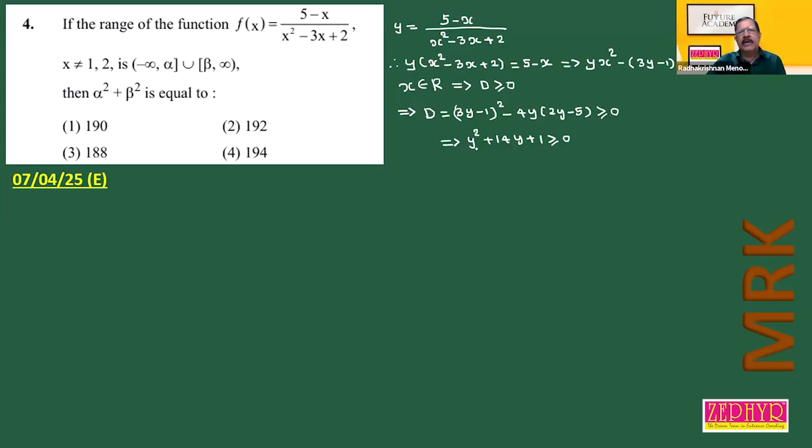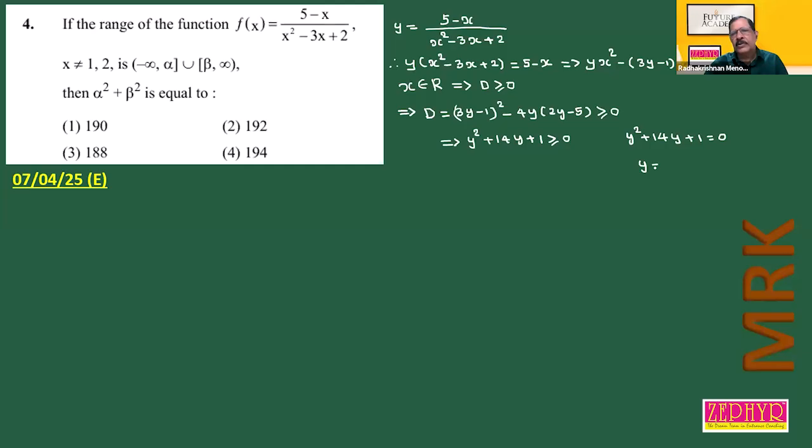Now here you cannot factorize it. You cannot find two numbers whose sum is 14 and product is 1. Such two numbers, it is not that easy. So we use the formula to find out the roots, that is, find those values of y for which this is equal to 0. So solve. Consider the quadratic equation y squared plus 14y plus 1 equal to 0.